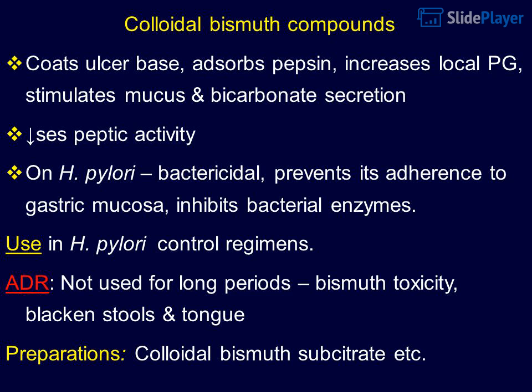Colloidal bismuth compounds. Coats ulcer base, adsorbs pepsin, increases local prostaglandins, stimulates mucus and bicarbonate secretion. Decreases peptic activity. On H. pylori, bactericidal, prevents its adherence to gastric mucosa, inhibits bacterial enzymes. Use in H. pylori control regimens. ADR: not used for long periods, bismuth toxicity, blackened stools and tongue. Preparations: colloidal bismuth subcitrate etc.